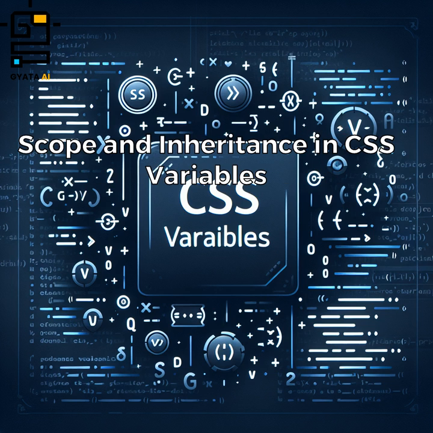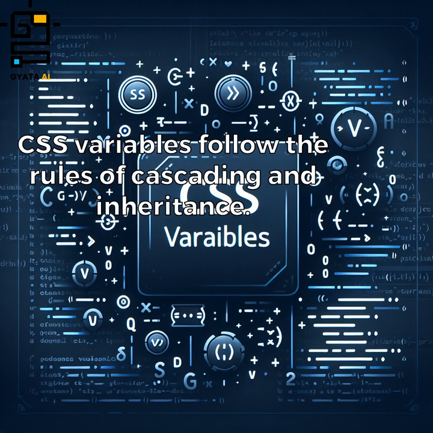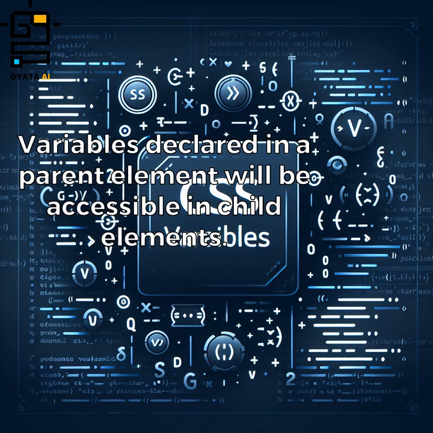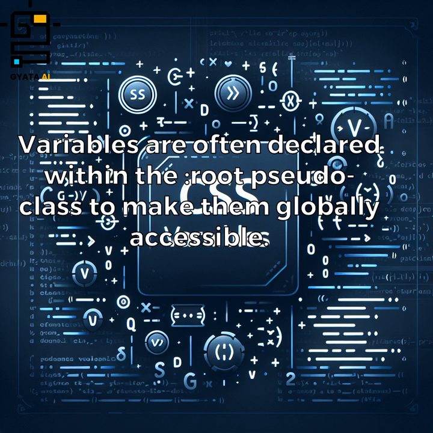Scope and inheritance in CSS variables. CSS variables follow the rules of cascading and inheritance. Variables declared in a parent element will be accessible in child elements. Variables are often declared within the root pseudo-class to make them globally accessible.